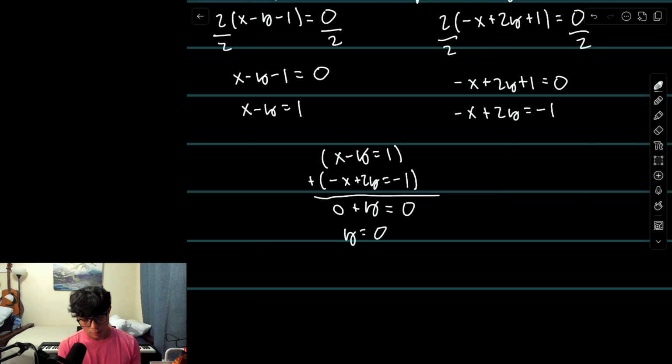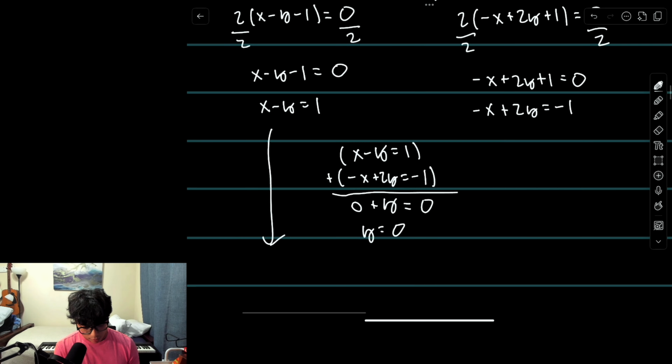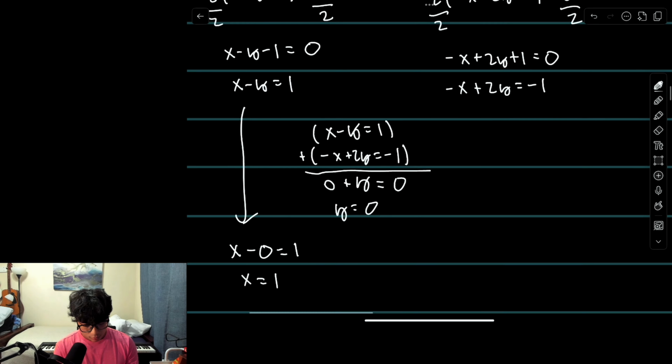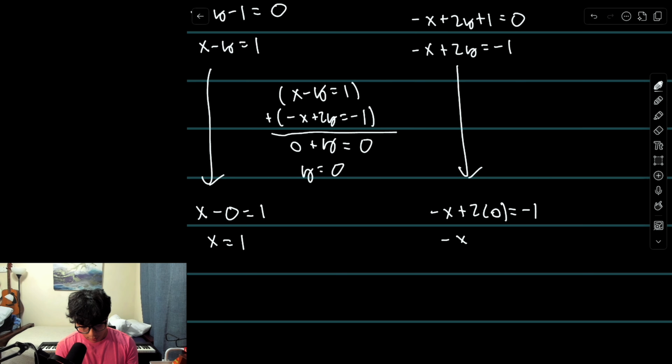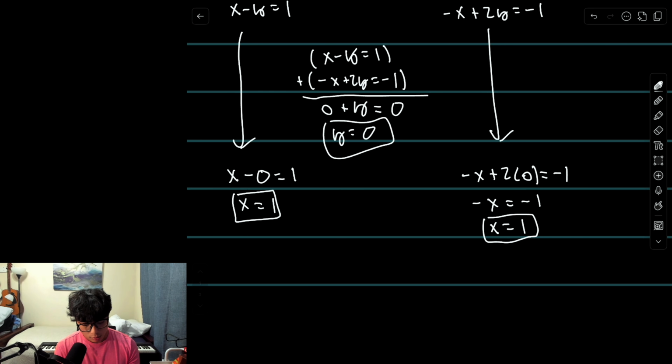Now that we know that y = 0, we could find x by plugging 0 into every y we have. We could plug it into either our first derivative with respect to x or with respect to y, but I'll show you both. So in this case, if y = 0, we get x − 0 = 1, giving us x = 1. Now to check our answer, we could do the other equation as well, where if y = 0, we get −x + 2 times 0 = −1. Further simplified gets us −x = −1, which is the same thing as x = 1. So now we know that y = 0 and x = 1.